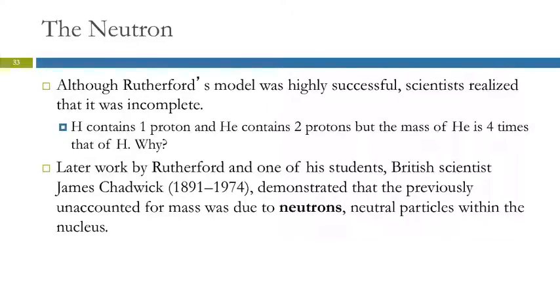What's up? Well, Rutherford's student, Chadwick, demonstrated that the unaccounted for mass was due to another kind of particle called a neutron. And neutrons are neutral particles within the nucleus. So the nucleus has protons with a positive charge, neutrons with no charge, but they both have mass. So then we can explain why helium is 4 times as heavy. It does have 2 protons, but it also has 2 neutrons. So it has 4 massive particles to hydrogen's 1.